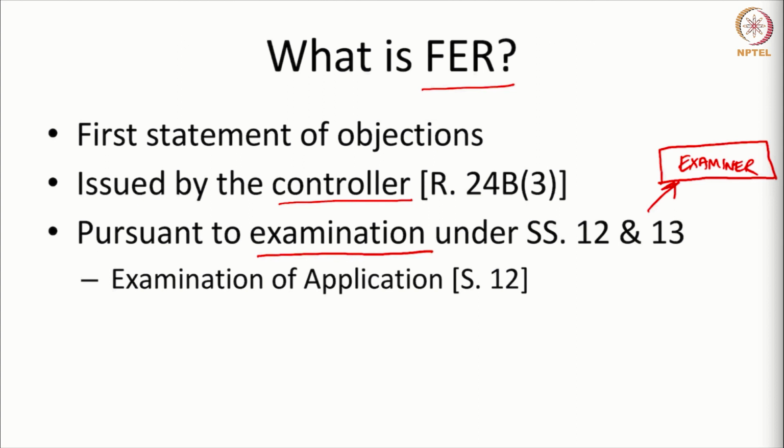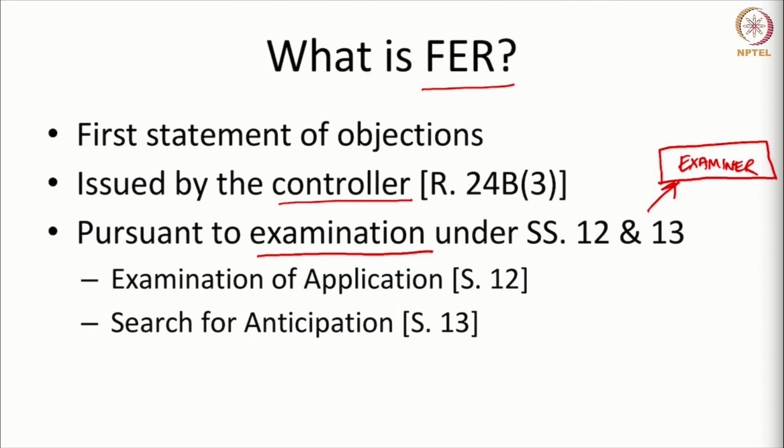Now, the examination is done as per the requirement of Section 12, and a search for anticipation, whether the invention is anticipated by an earlier publication or by an earlier application, is also done. So, there are two things that the examiner searches for. He examines the application for certain requirements, whether there's a lawful ground for objection, whether it satisfies the Act and the rules, and he also searches for anticipation. These are the two things that the examiner would do and pass on a report to the controller.